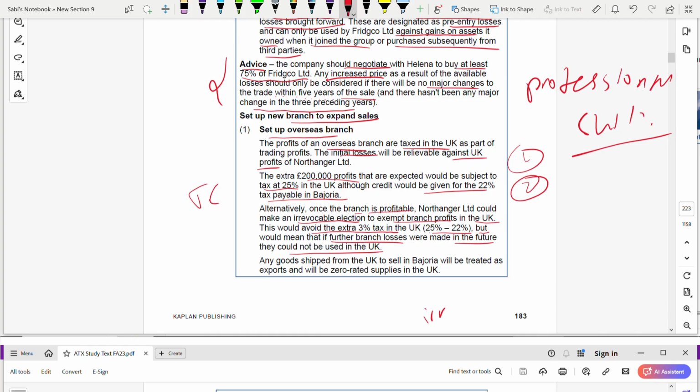Next. So any goods shipped from UK to sell will be treated as exports and will be zero rated supplies in UK because they export zero rated supplies. This is from the point of VAT because they mention VAT.